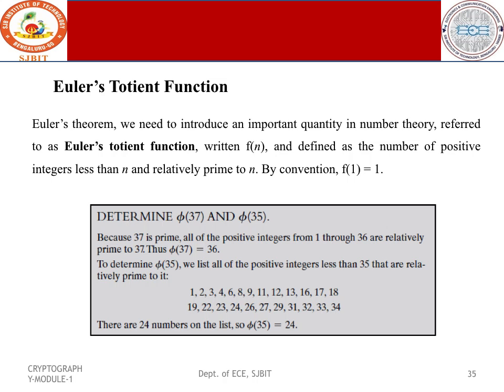Let us determine phi of 37 and phi of 35. Because 37 is prime, all of the positive integers from 1 through 36 are relatively prime to 37. Thus, phi of 37 is 36. To determine phi of 35, we list all the positive integers less than 35 that are relatively prime to it: 1, 2, 3, up to 34. There are 24 numbers on the list. So phi of 35 is equal to 24.